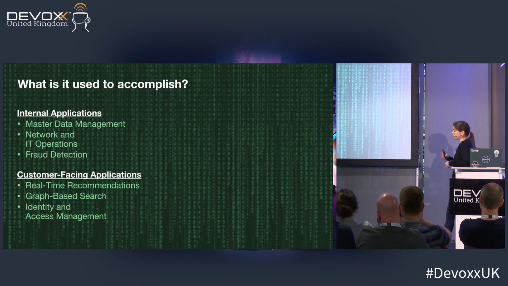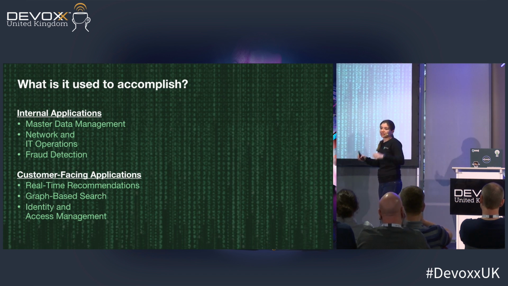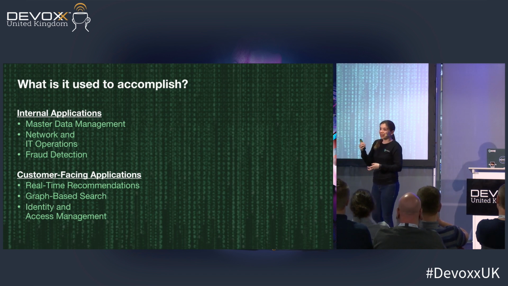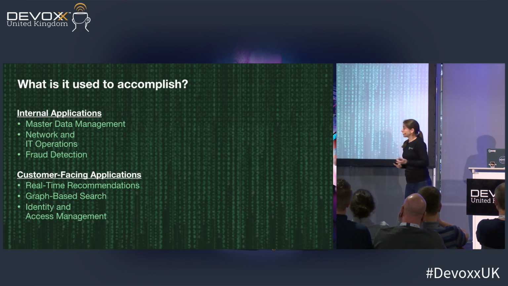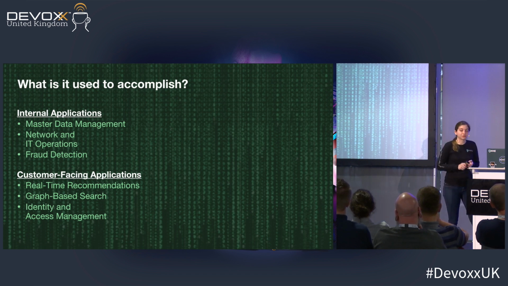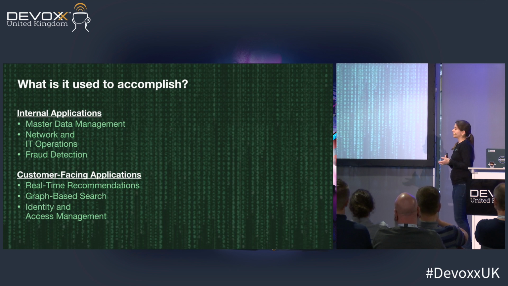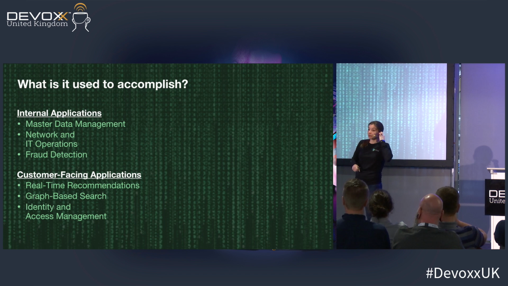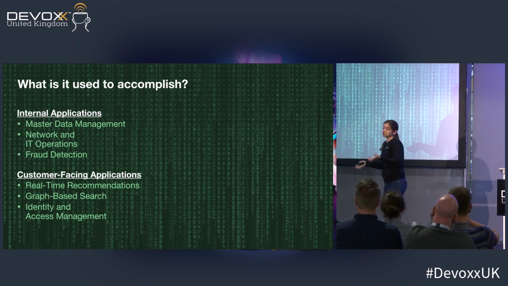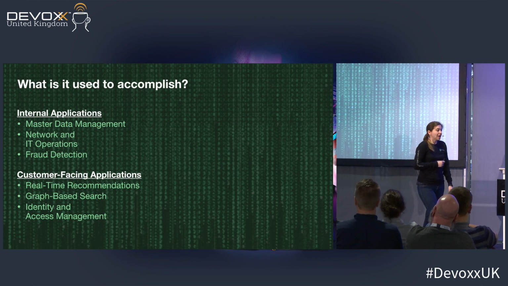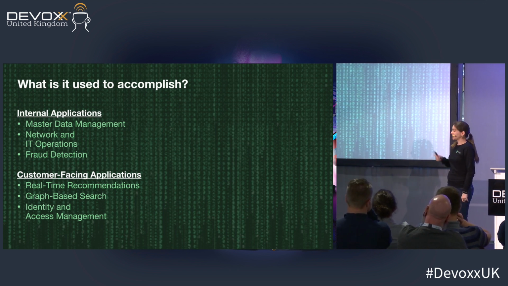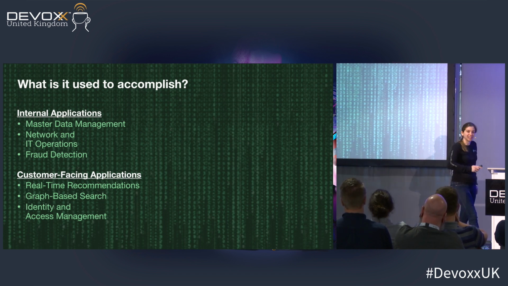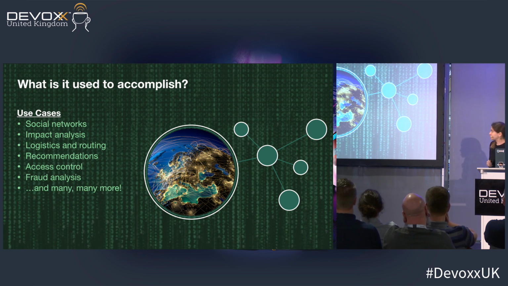So it's used for anything from internal applications to external applications. It's not just meant to be customer facing. It has some valuable applications internally as well. So things like master data management, network and IT operations, fraud detection, knowledge bases, anything like that, as well as customer facing applications. So real-time recommendations, recommending products and services that your customers like based on their history, as well as graph-based search, and then identity and access management. So who has what role access? What resources should they be allowed to see and what resources shouldn't? So some of these are here.